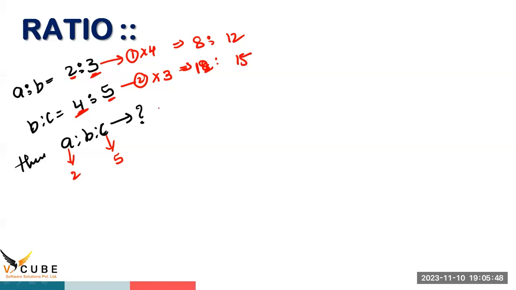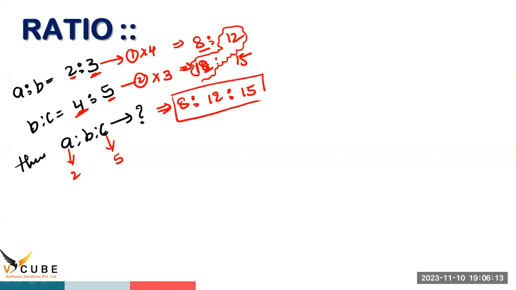So now find out A is to B is to C. Here A is how many parts, guys? 8 parts. B is how many parts? Here 12 parts, here 12 parts. And they are both the same, so we can take the common value. Yes or no? Okay, right. C is how many parts, guys? 15 parts. Any cancellation here? No. The final answer here is 8 is to 12 is to 15.